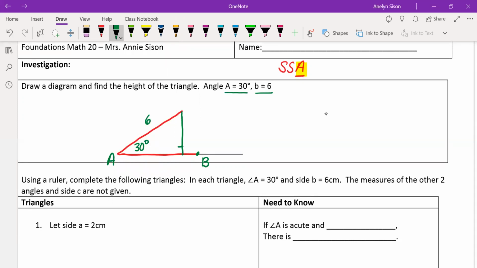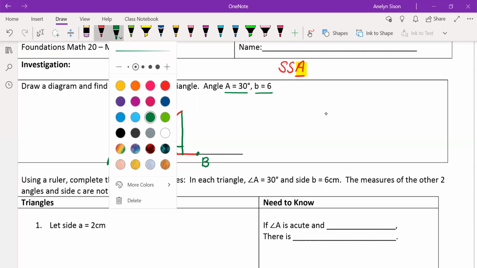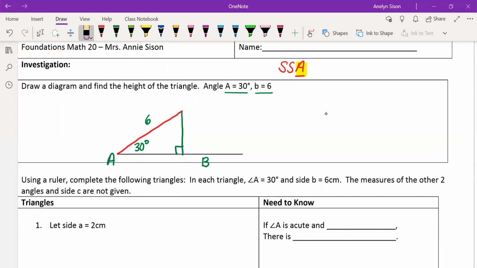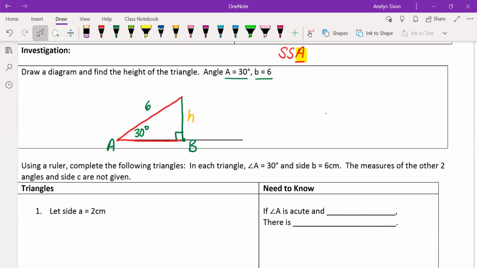And the smallest is the right triangle, right? Which is the height. That is the smallest side length that will complete this triangle if I have an angle of 30 degrees and the side B given. Sorry, I put it in the wrong spot. So here is side B right here. How do I get that height? How do I get that height? This height right here, how do I get it? SOHCAHTOA, right?